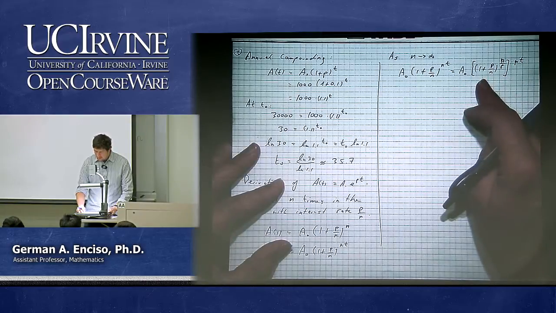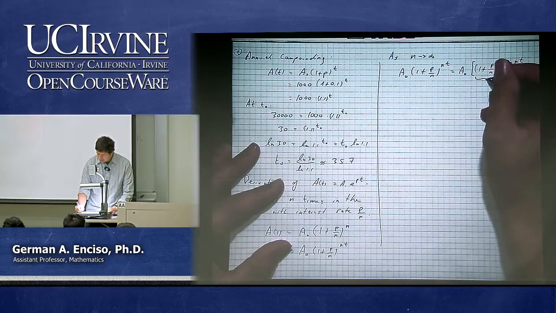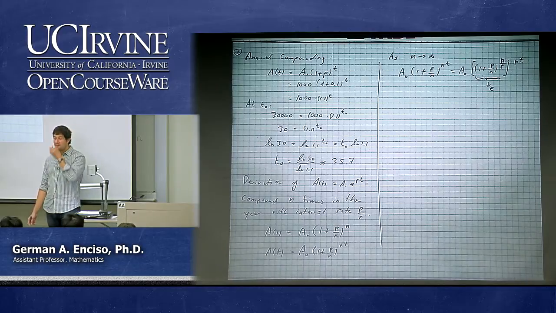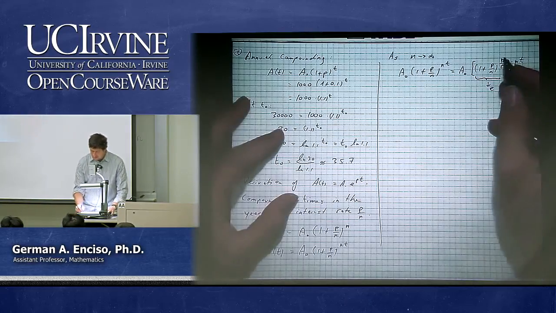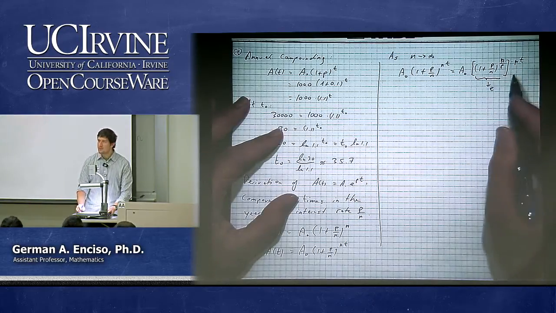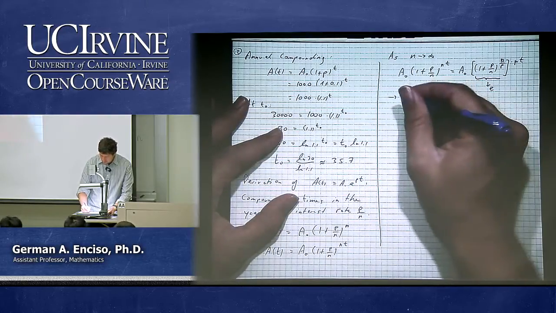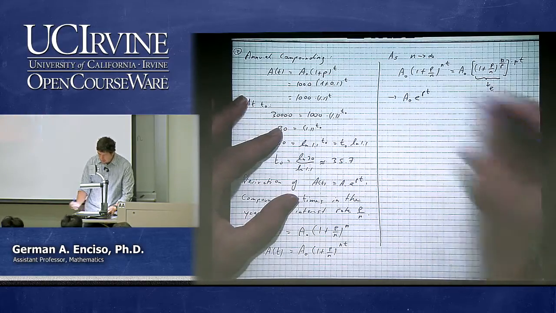The main idea is that when n is very, very large, this thing converges towards e. That's something we didn't do in my class, but I believe you might have done it with Knut. Did you guys do this with Knut? That e is that limit? No? Okay, anyway, we don't have that much time, but basically e can be written as the limit when n tends to infinity of this expression. So this converges towards A0 times e to the pt.